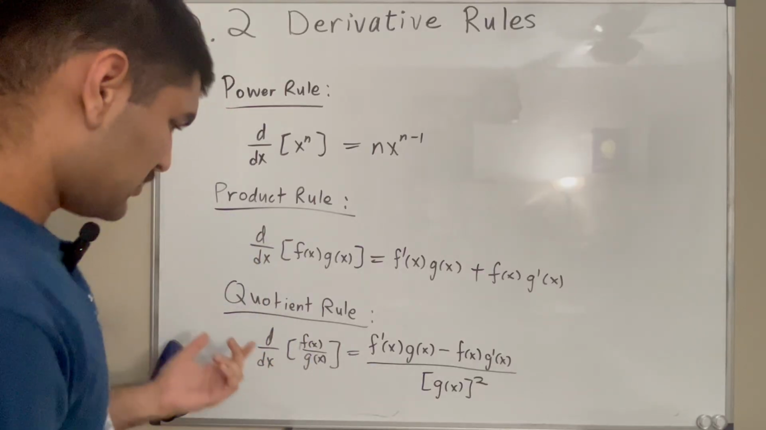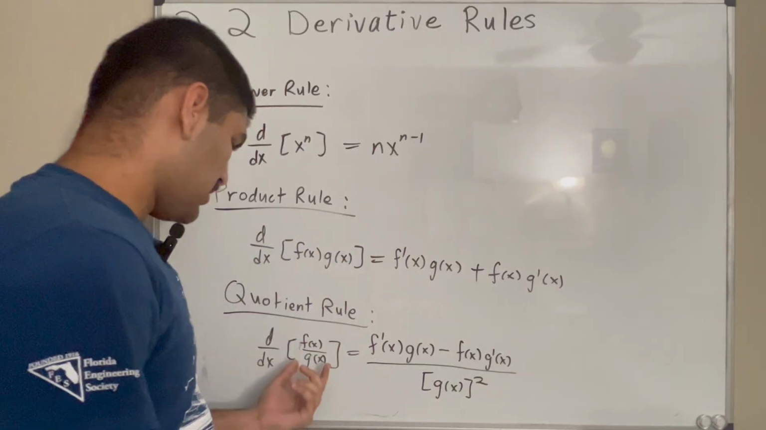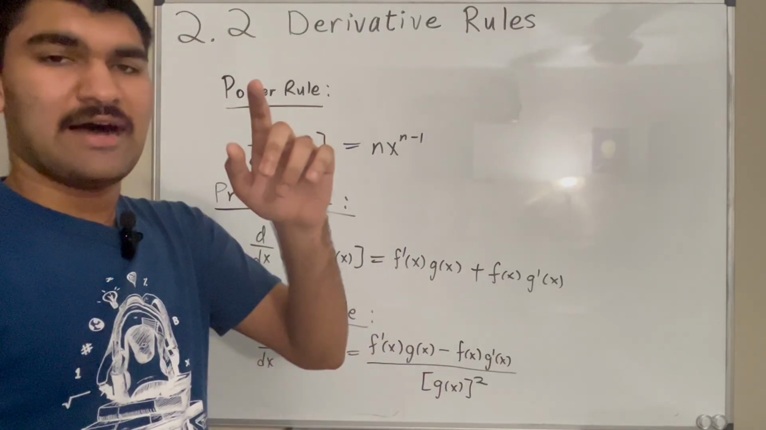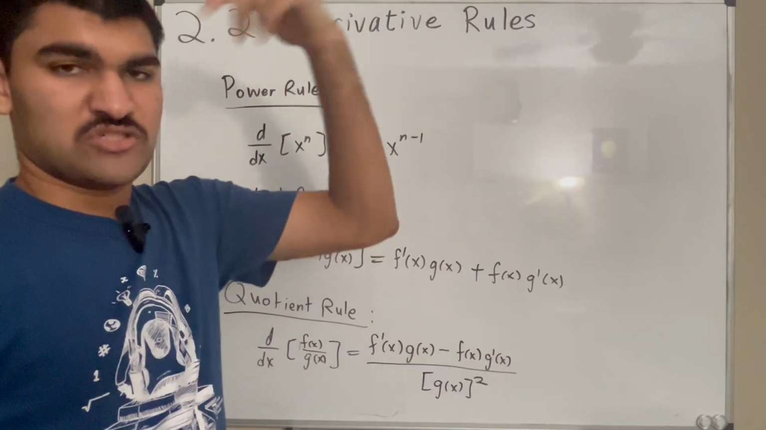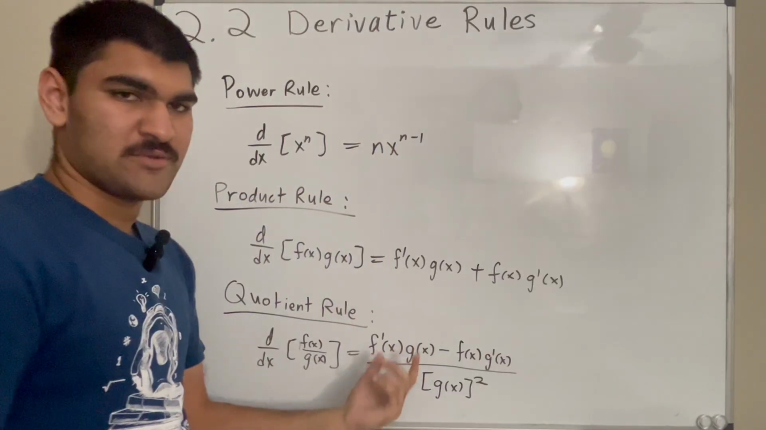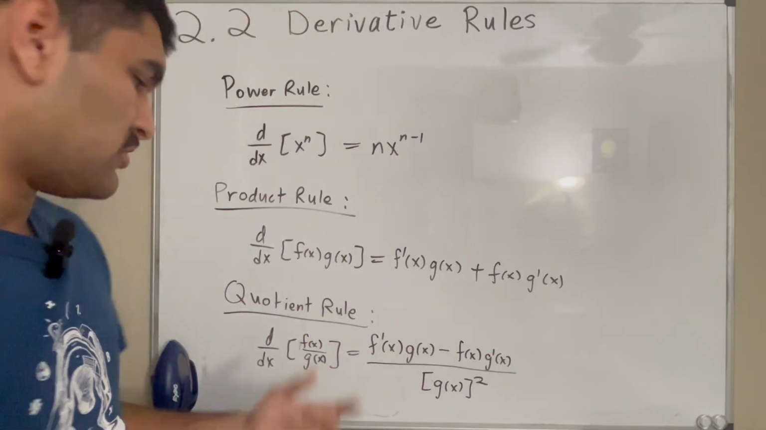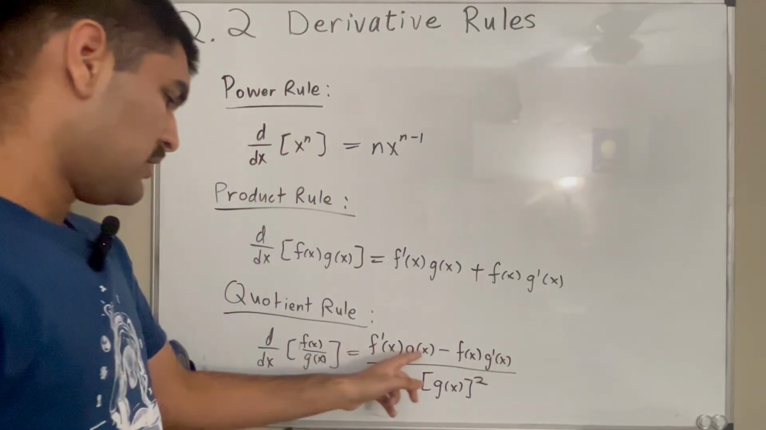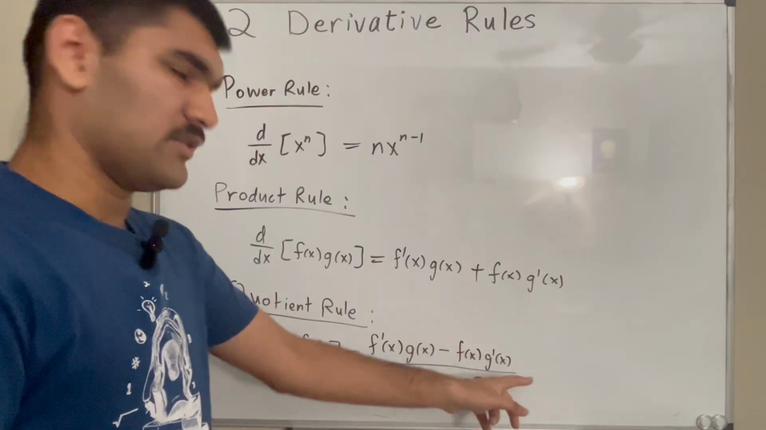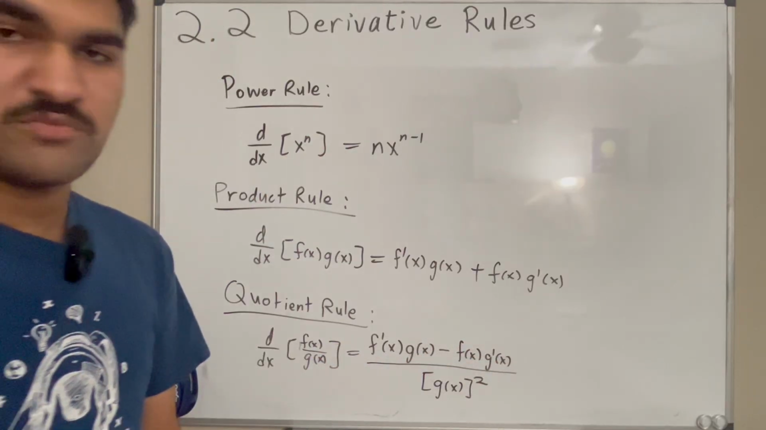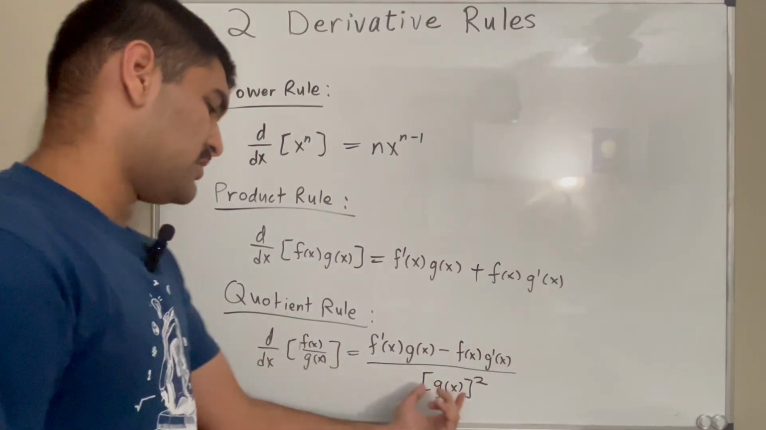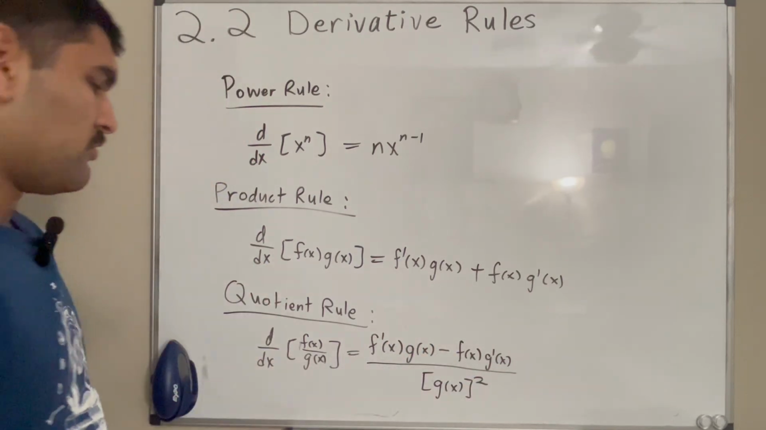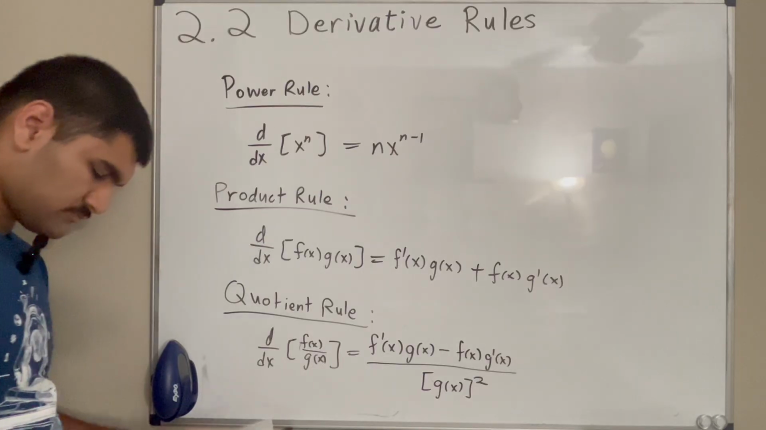So what that means: low d high, so the low function g of x stays the same. D high, so you're differentiating the high function, the one on top, so f prime of x, minus high d low. So now you're keeping the high function and differentiating the low function. So low d high minus high d low, all over the square of what's below. So you're squaring whatever is in the denominator. Okay, so that's a useful mnemonic to help memorize the quotient rule.